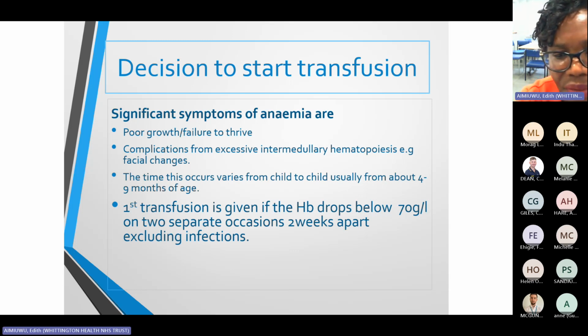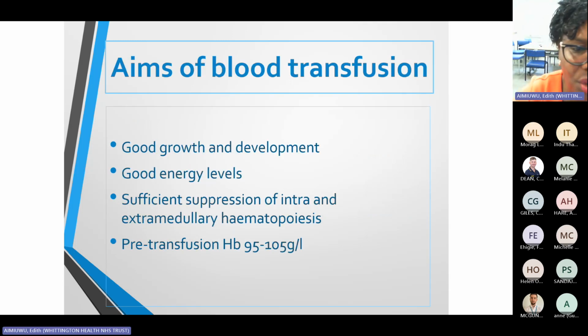The decision to start transfusion is usually made when we do a blood test and the HB is less than 70 grams per liter on 2 separate occasions, probably 2 weeks apart as well. But we have to exclude that there are no other viral infections, because some viral infection could crash the hemoglobin level. So we need to exclude all that, treat infections. And if the HB is persistently below 70 on 2 separate occasions, then we'll do a transfusion. Then that decision is made.